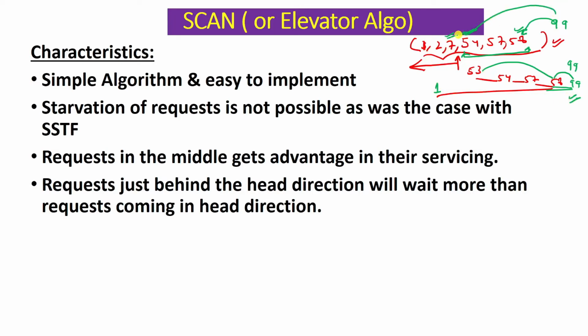Okay, 99 minus 7. And finally we can say just subtract 7 and 1. So this way we can find the total head movement. So there is a very easy calculation in this. Okay, so we'll see the C program, and then you will be able to know better how we can implement this using a C program.